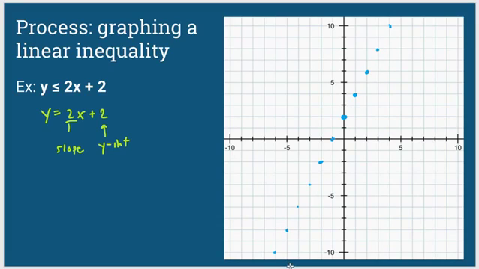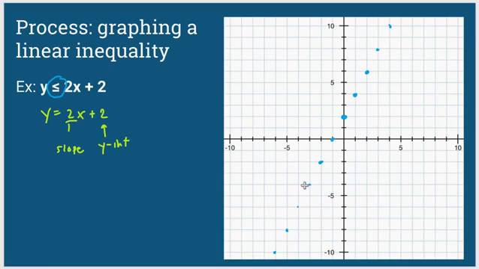Before I get to actually connecting these dots, I need to think about one other thing, and this is where the inequality part comes into play. I'm going to think about the fact that this is a less than or equal to sign, not an equal to sign. It's saying that y can be less than or equal to 2x plus 2. Everything that lines up with these dots that I just put on the graph would represent points where y is equal to 2x plus 2.